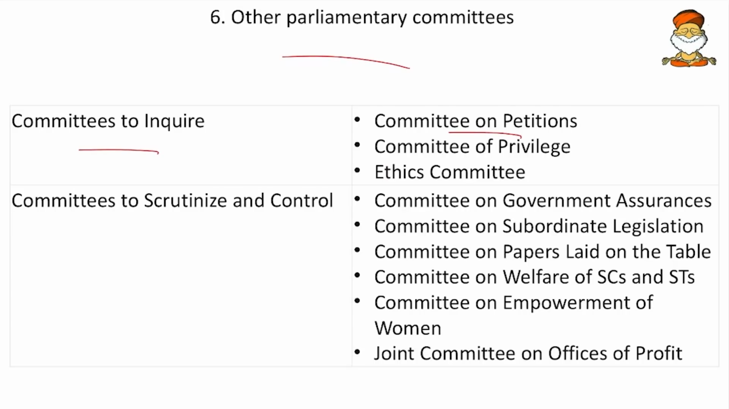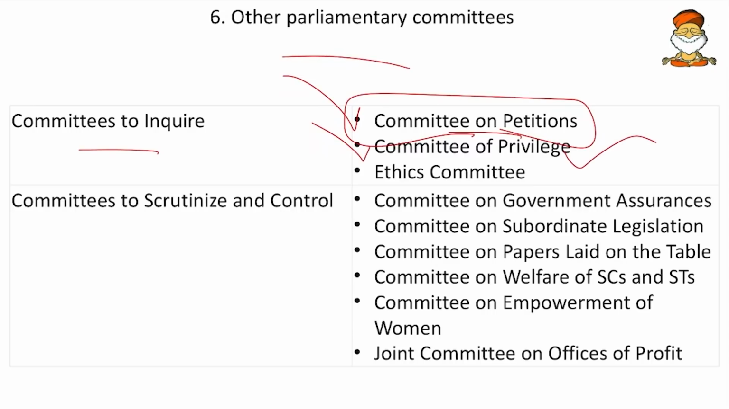So if any petition is being filed in the Supreme Court or a High Court regarding any issues on which the Parliament has also debated, or on which even the government is a party, the Committee on Petitions will review. If there is any mistake on the part of the government, or the Council of Ministers, or any minister, they will review it and bring it to Parliament and discuss it. And then the Committee on Privileges.